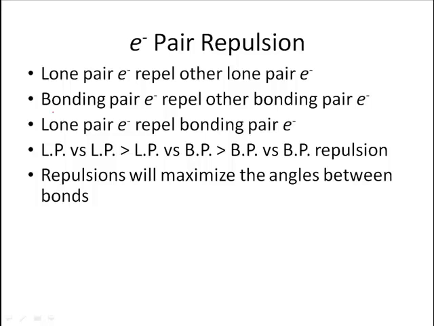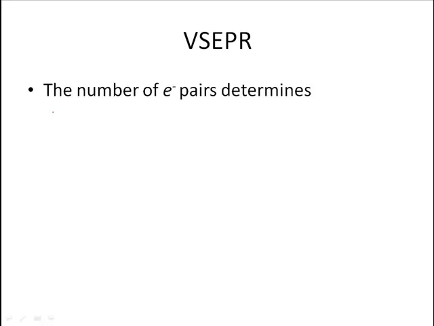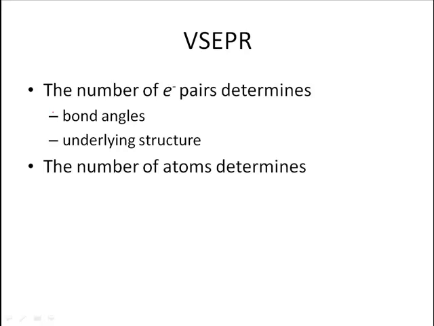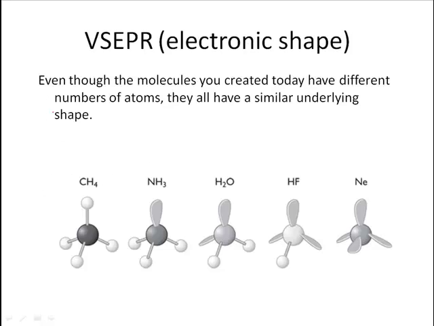Repulsions will maximize the angles between bonds. So it changes the angle between the bonds because of that repulsion of those electron pairs. Now, in VSEPR, the number of electron pairs determines the bond angles, the underlying structure. The number of atoms determines the actual shape.